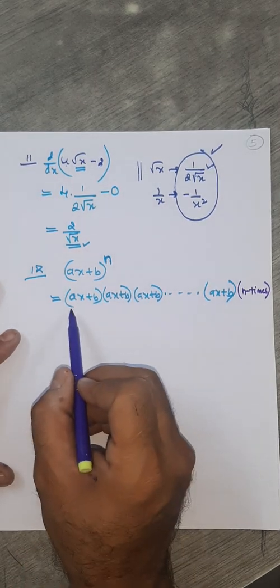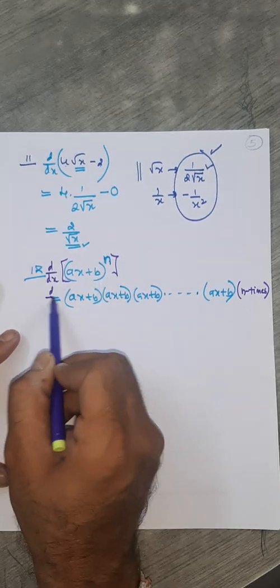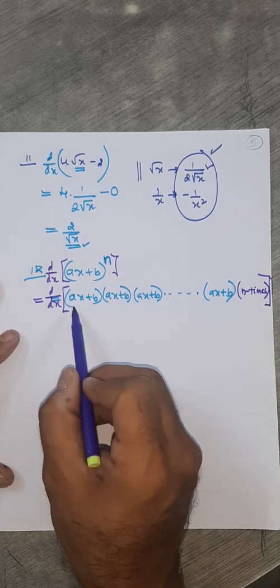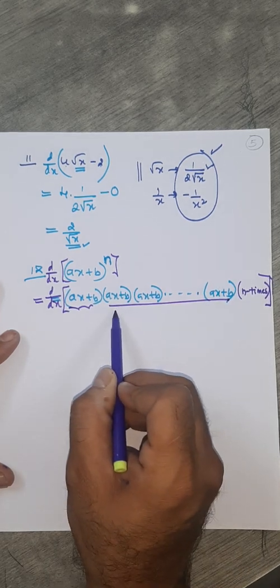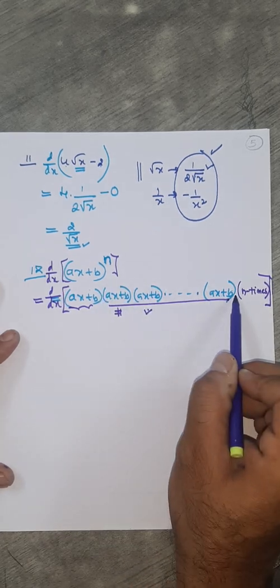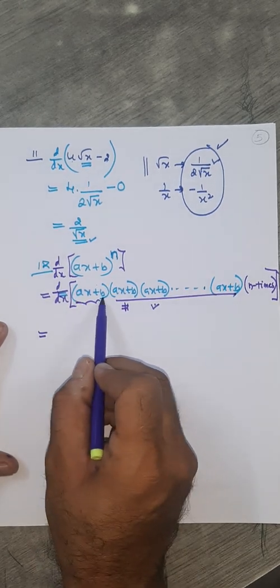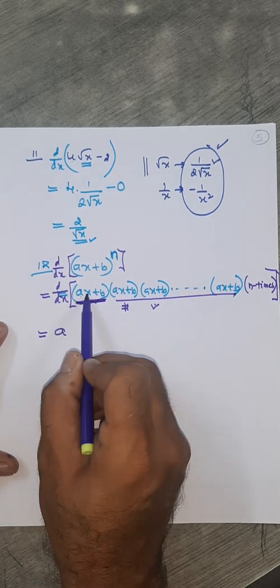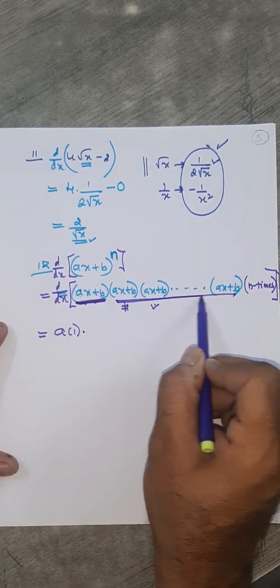Fine. Now what do we do? We differentiate this. So we use the product rule. Now what is the product rule? Product rule says that you differentiate this, keep all these as it is. Then you differentiate this, keep remaining all as it is, and so on. So one procedure n times. What's the derivative of this? It is just a. Differentiation of x is 1, derivative of b is 0. So it is just a. This all as it is.